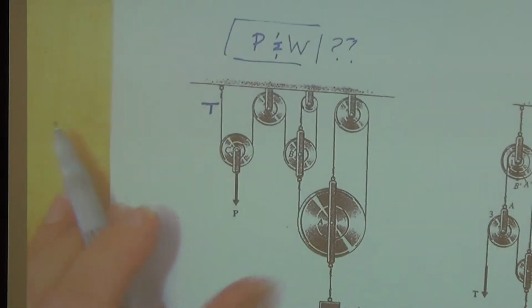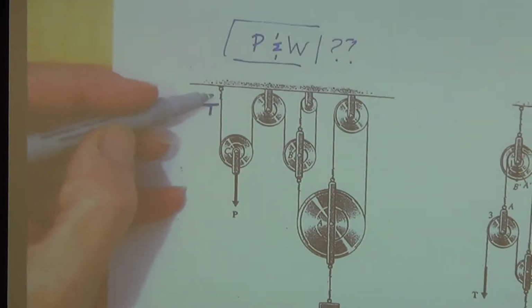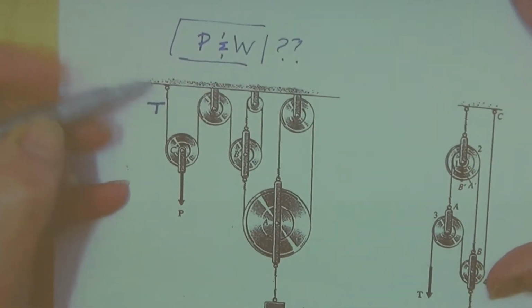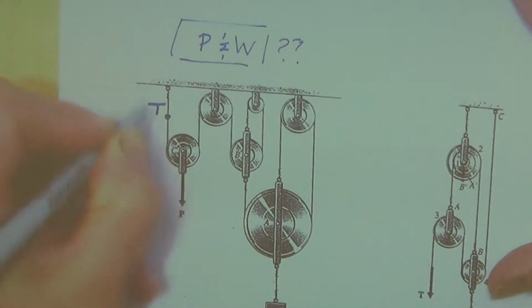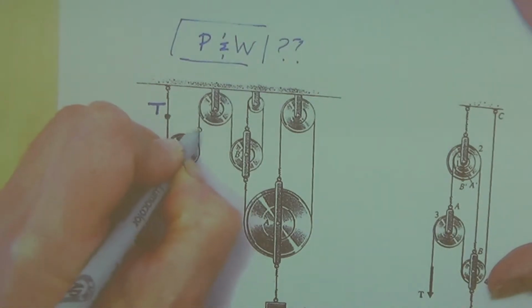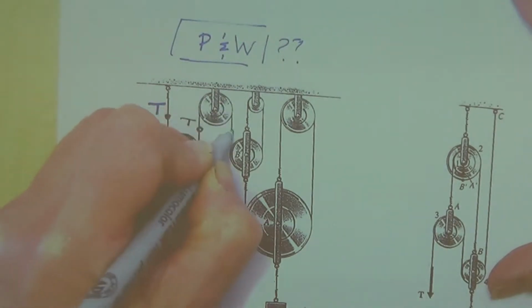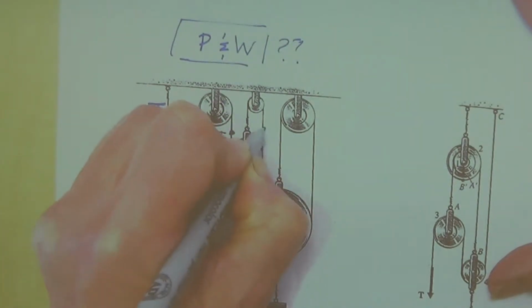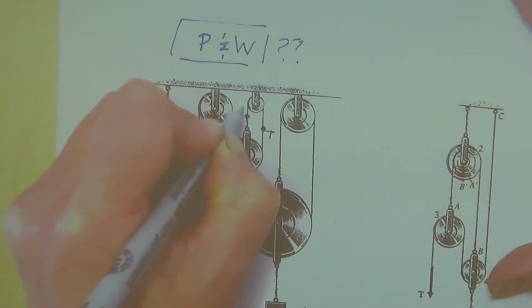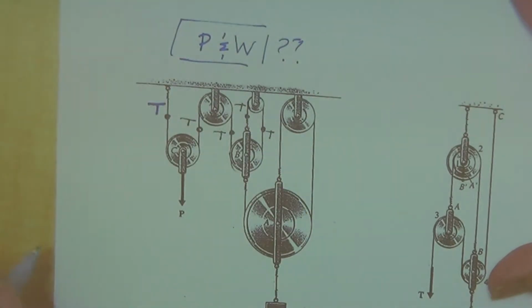So we started with, everybody ready? We started with this being T. So the load in this cable right here is T. What's the load here? T. What's the load here? T. What's the load here? T. What's the load here? T. Okay, so what's the relationship between P and T?